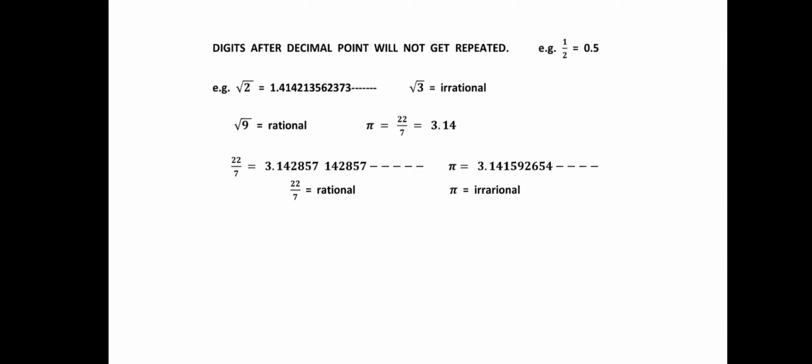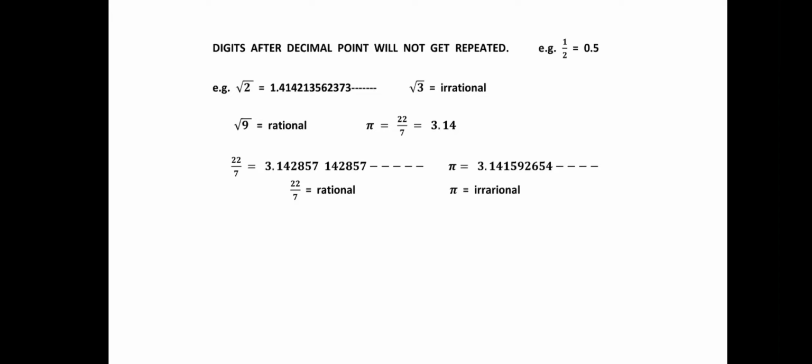Now let's take an example of 22 by 7. Pi is 3.1415 and so on. This is a very famous question in which 22 by 7 is rational but pi is irrational. When we divide 22 by 7, we get 3.142857142857. The value of pi is 3.1415926654. So in 22 by 7, we see that the set is getting repeated.